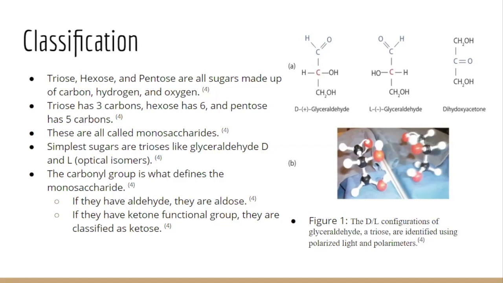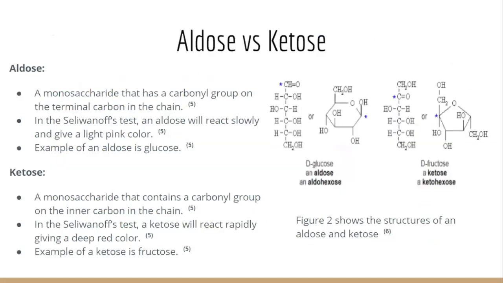And there's also another classification which involves the carbonyl group. So for example, if there's an aldehyde attached to the carbohydrate, it's called an aldose. And if there's a ketone attached to the carbohydrate or monosaccharide, it's called a ketose. Okay, so aldose versus ketose.